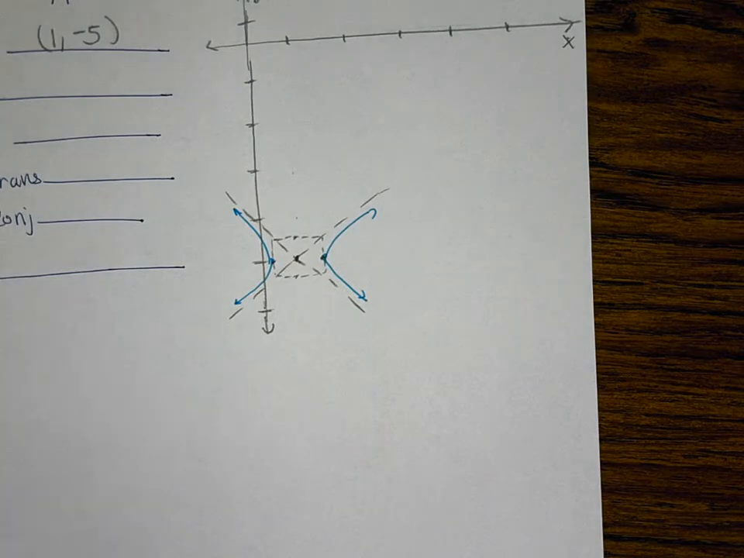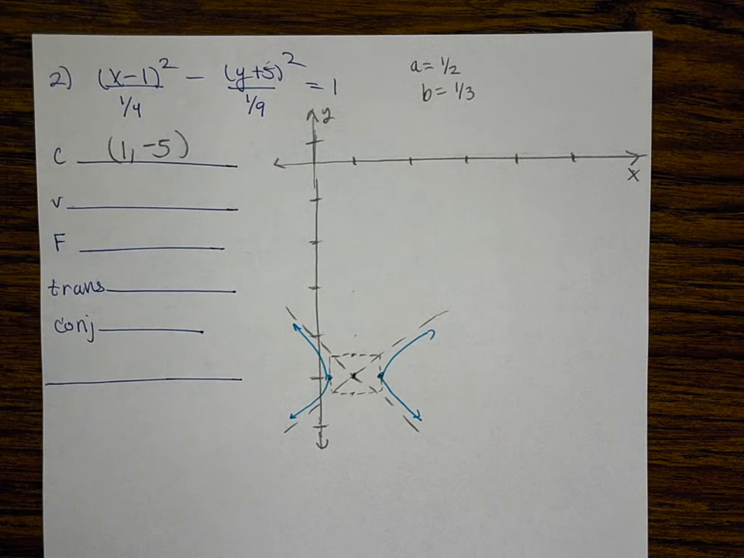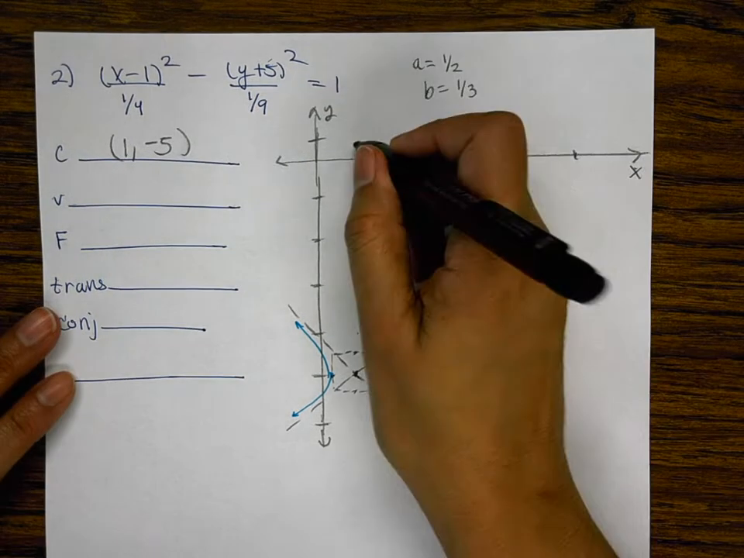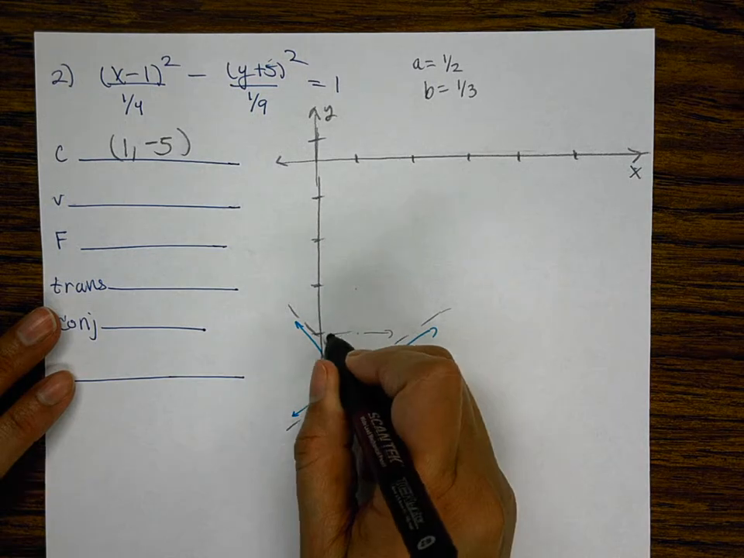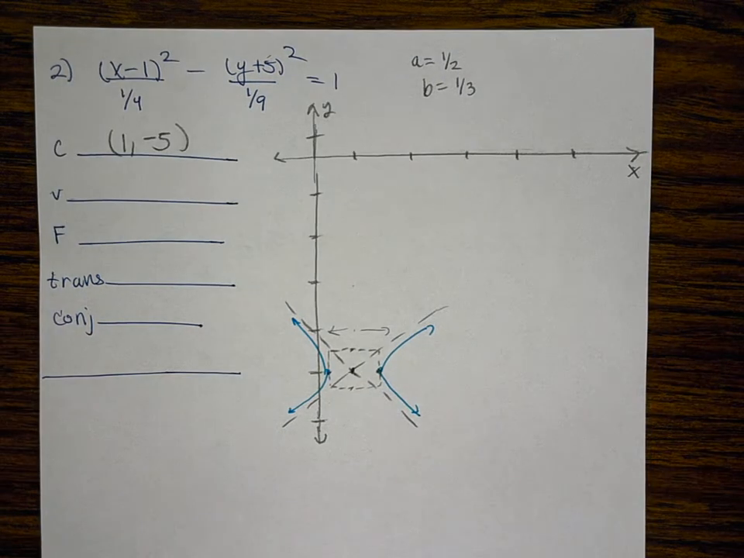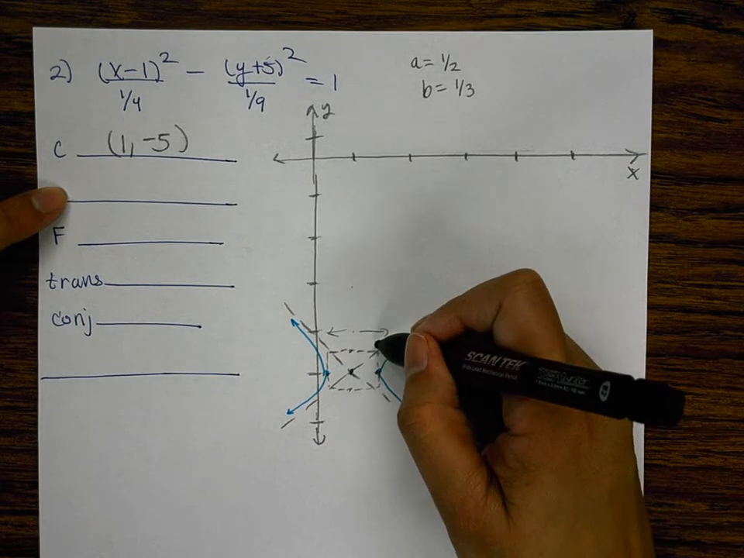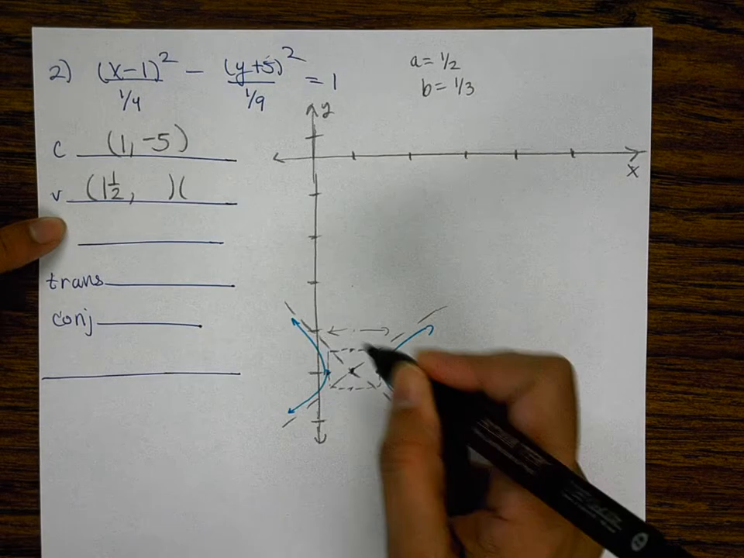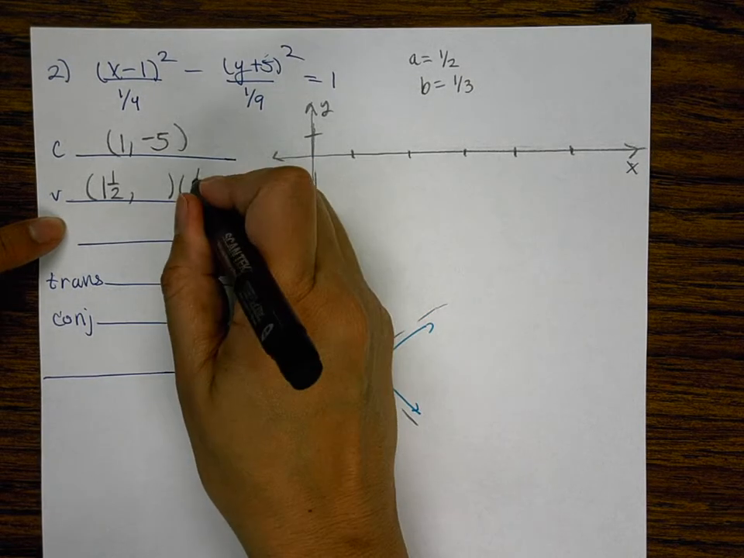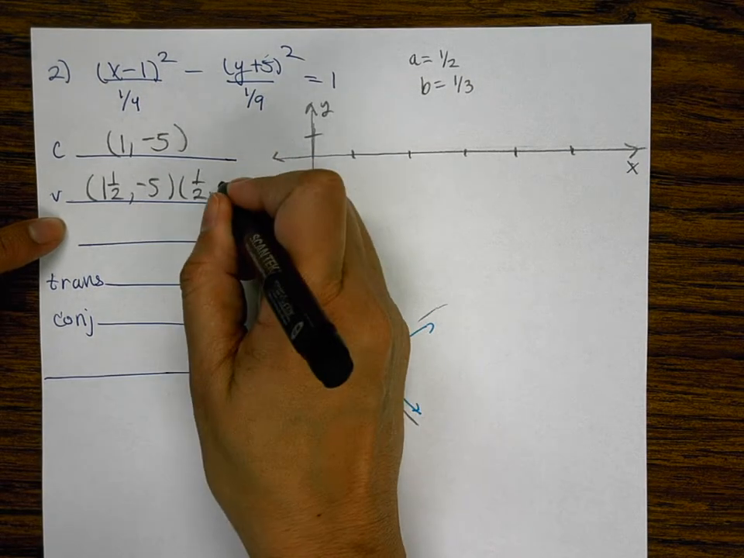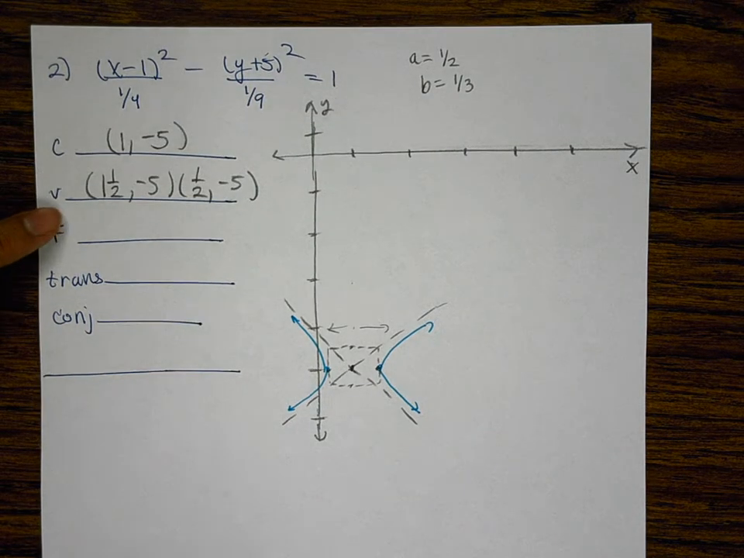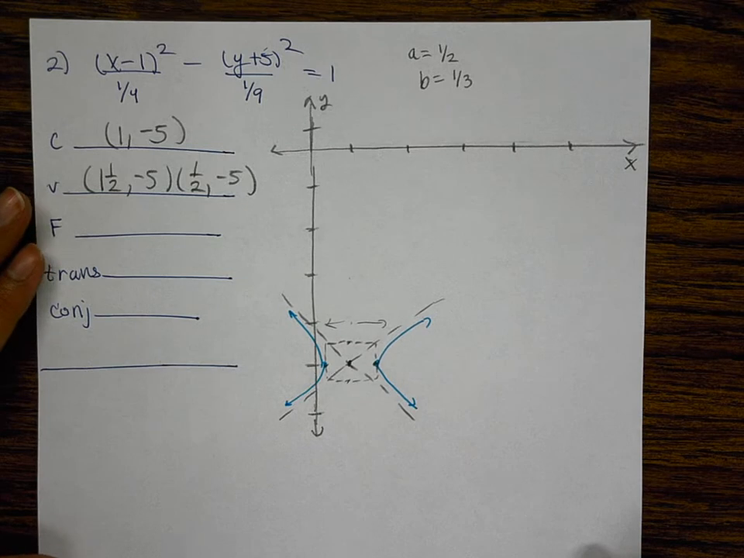All right, so what is that for us? That is, let's see, from the center, which was 1, negative 5, I went right and left. And when you go right and left, that's the x value that's changing. So from the 1, I went right 1/2, which would be 1.5. And then from the 1, I went left 1/2, which would be 1/2. And then the y value stays negative 5. So I have 1.5 comma negative 5 and 1/2 comma negative 5 for the vertices.